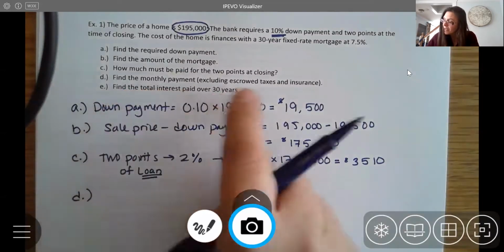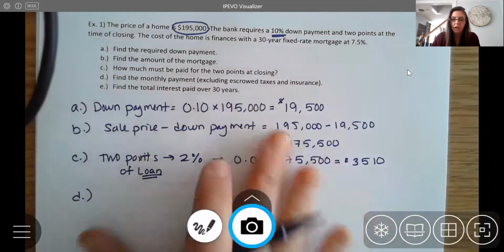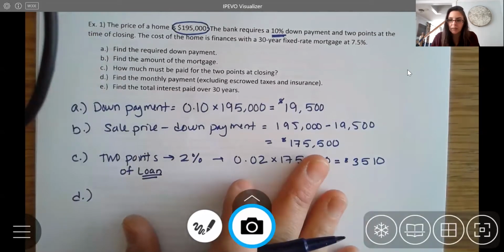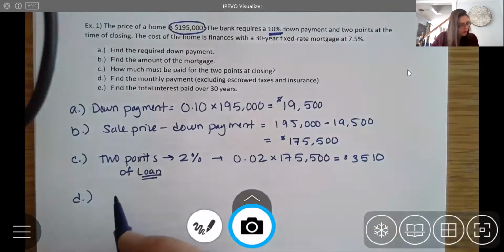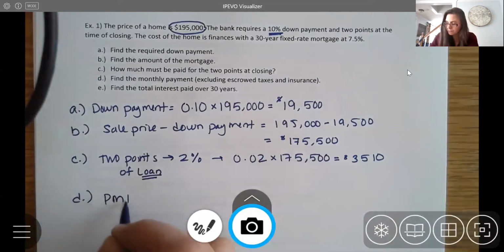Find the monthly payment, again, excluding taxes and insurance. So we're just talking about the loan here. We're not talking about taxes from the city or insurance on the house. So we're going to find our loan payment. So let's get that formula written out here.